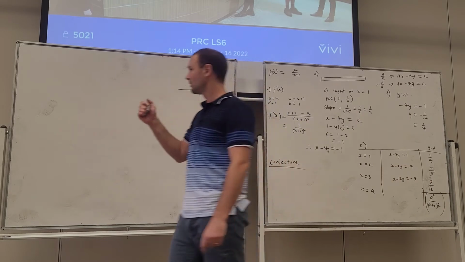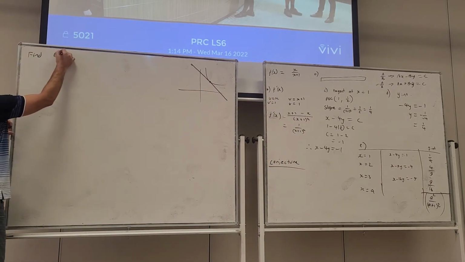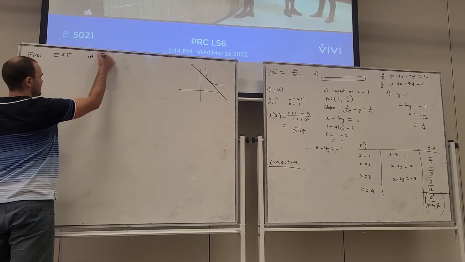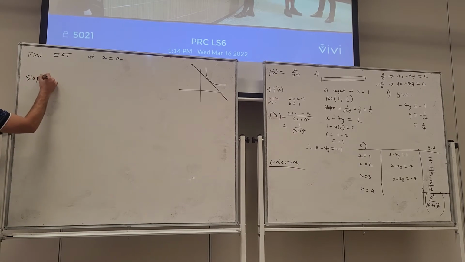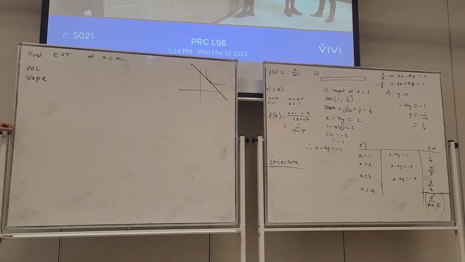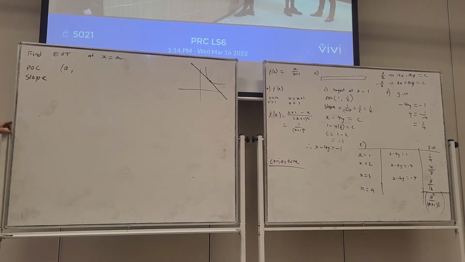Okay, so we need to find the equation of the tangent. Find the equation of the tangent at x equals a. That's the general case. At any value of x, what is the equation of the tangent? So for a tangent, we need two things. We need the point of contact and the slope. Now we're talking about x is a. Okay, so the x value is a.